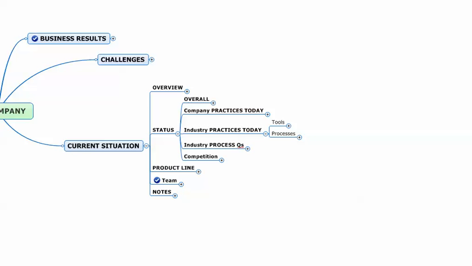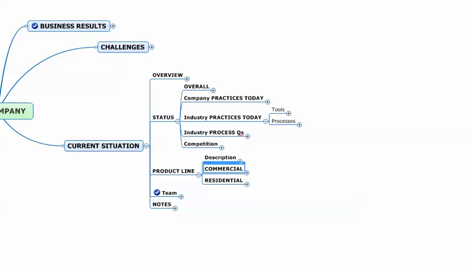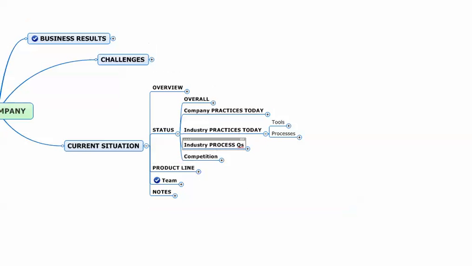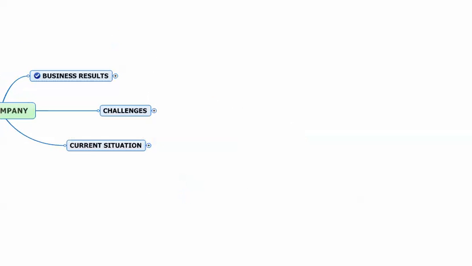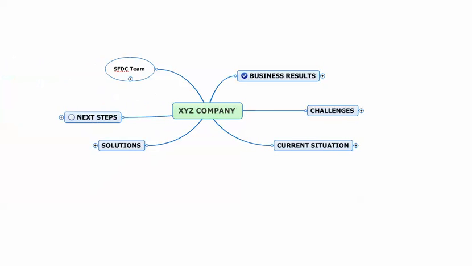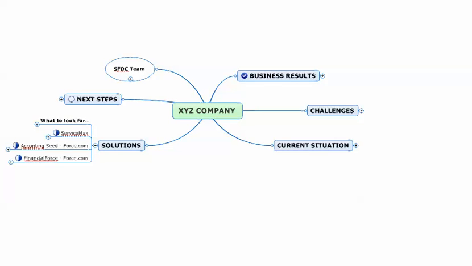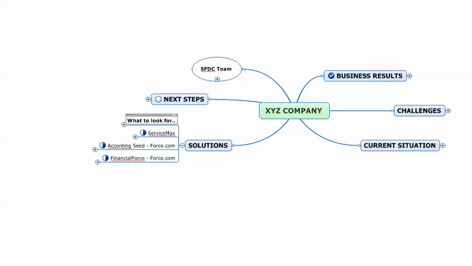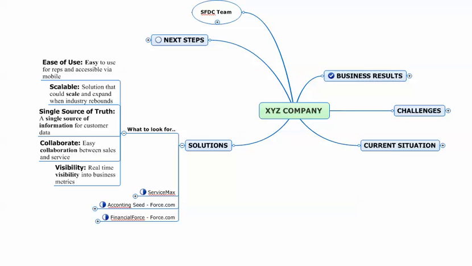The competition. I also go into their product lines. I look at what type of product lines they run, the description of the company. So after I'm done there, I've already tackled my business results, the challenges, the current situation. Then I get into my solutions, and here's what I ask the customer. I basically say, Mr. Customer, here's what we're looking for you. We want something that's easy to use for all your people, from your admin to your techs. It's scalable so you can grow.